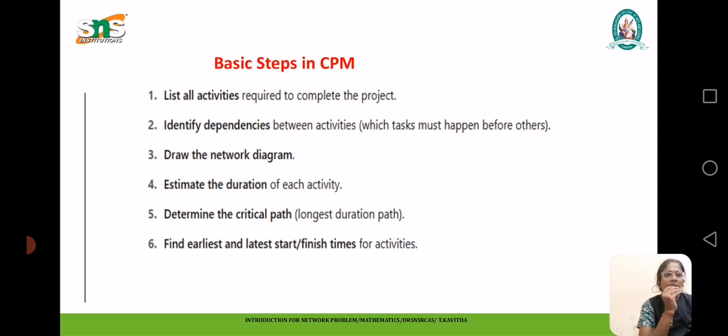Basic steps in CPM. List all activities required to complete the project. Identify dependencies between activities, that is, which task must happen before others. Draw the network diagram. Estimate the duration of each activity. Determine the critical path, that is, the longest duration path. Find the earliest and latest start and finish times for activities.